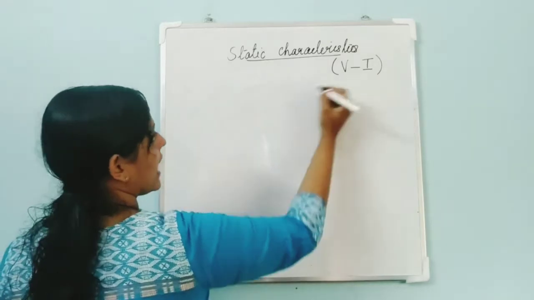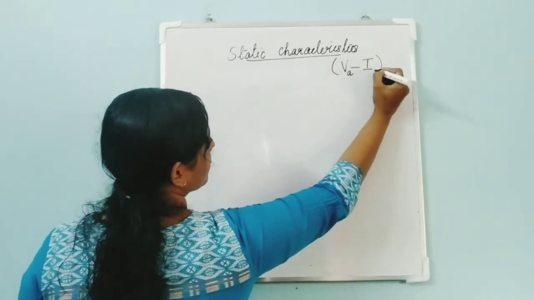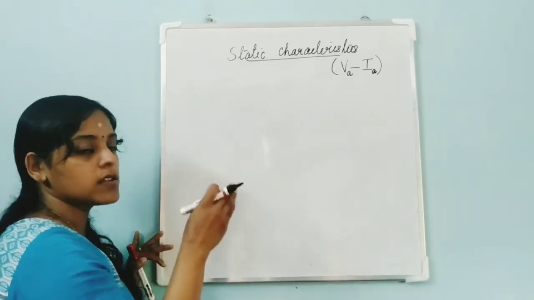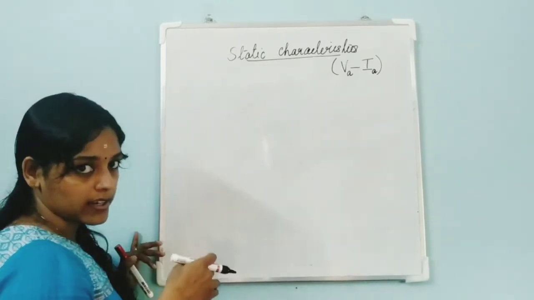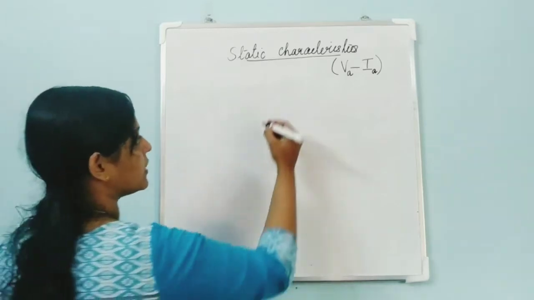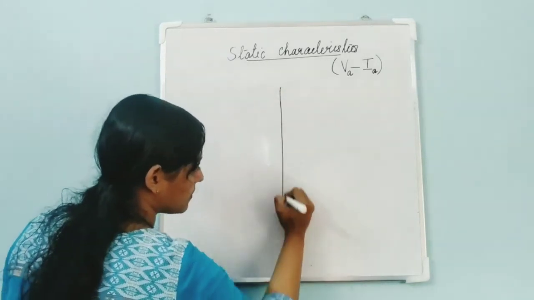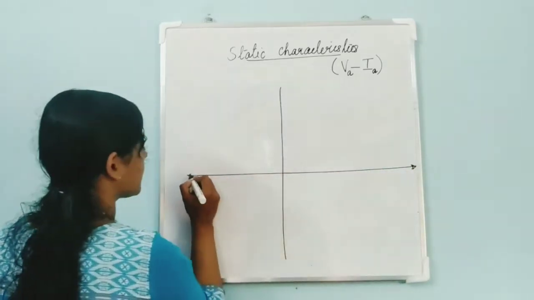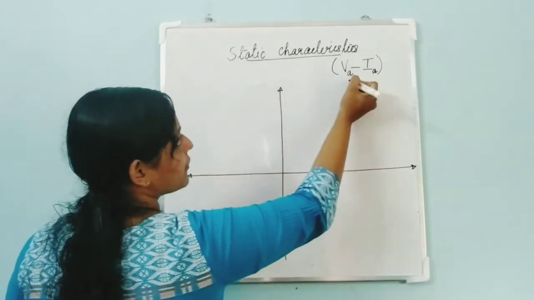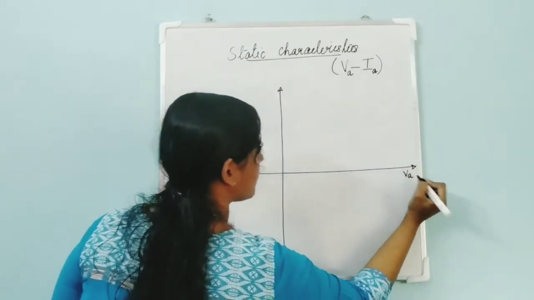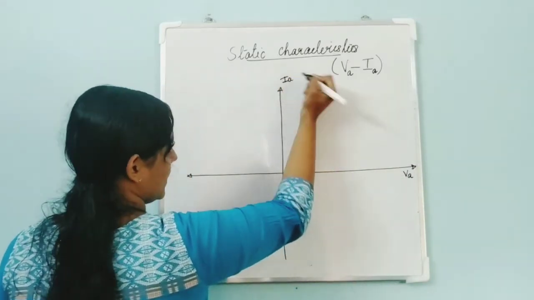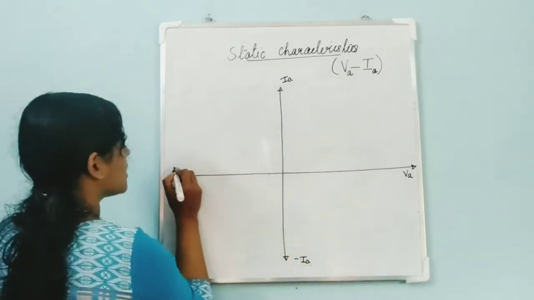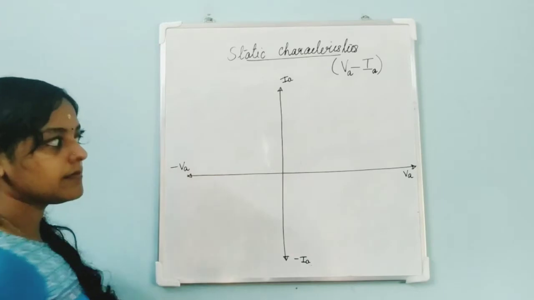So VI characteristics, rather VA-IA characteristics. That means anode voltage, that is the voltage between anode and cathode, and anode current flowing from anode to cathode. So this is the axis. As the name itself suggests, the x axis is VA, the y axis is IA, positive, and here it would be minus IA, and here it would be minus VA.